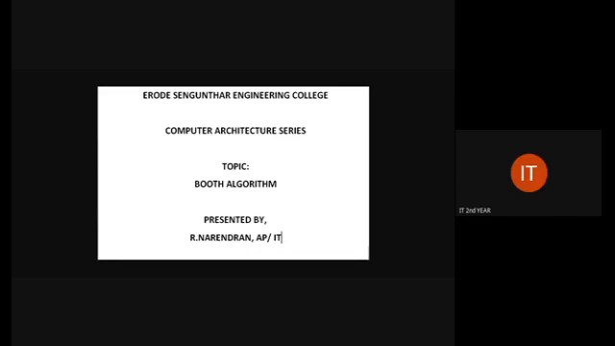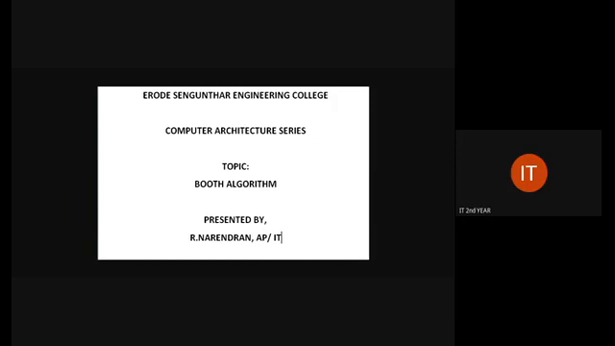Welcome to the session of computer architecture. This is a series of computer architecture. We have already discussed the basic concepts in computer architecture starting from unit 1. Today we are going to see a specific topic in unit 2, which is called Booth algorithm, that is Booth multiplication algorithm. This is going to be presented by myself, Narendran, from the IT department.